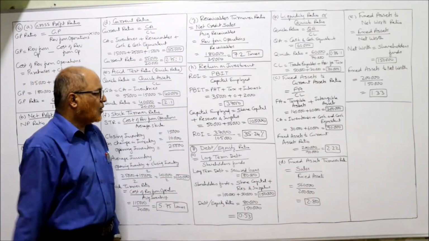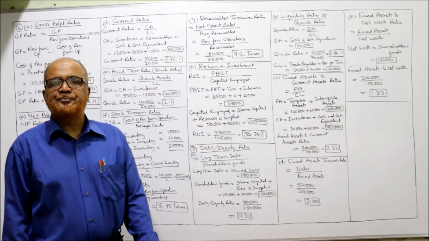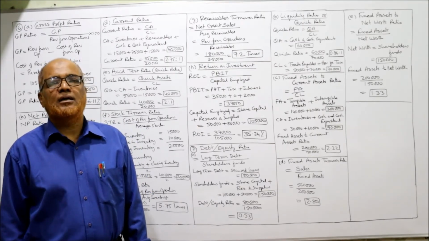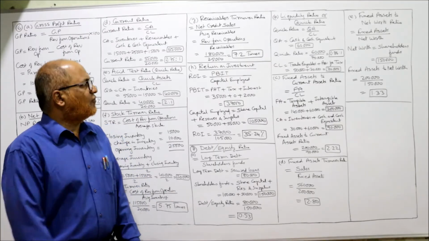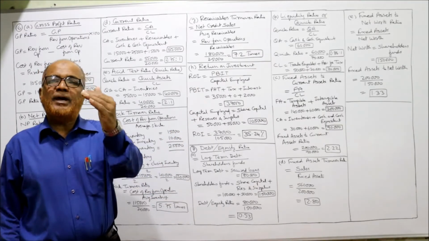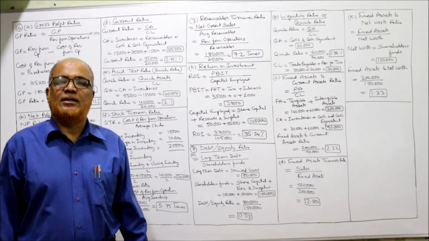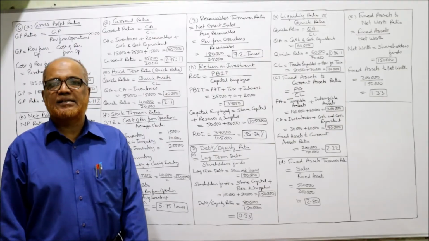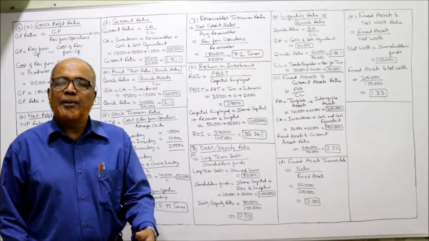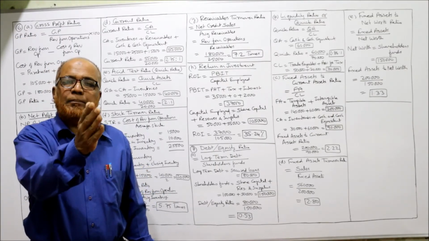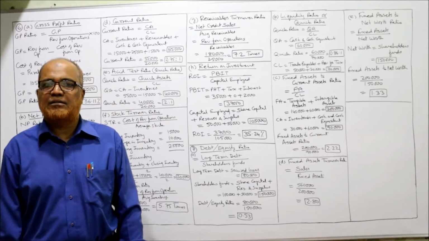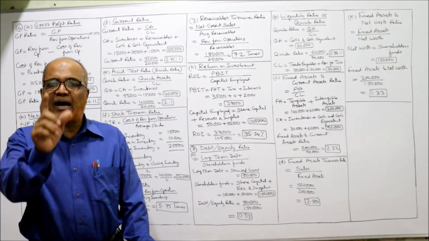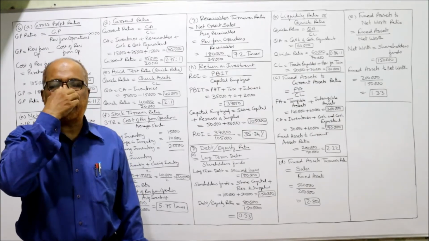Next one, return on investment, last ratio. Last ratio is return on investment, ROI. This is a profitability ratio. The formula for return on investment is PBIT divided by capital employed. PBIT, profit before interest and tax. So what is the formula for PBIT? PBIT is equal to PAT plus interest plus tax. In the previous problems also we have applied this formula. You have to remember. PBIT is equal to PAT plus interest plus tax.